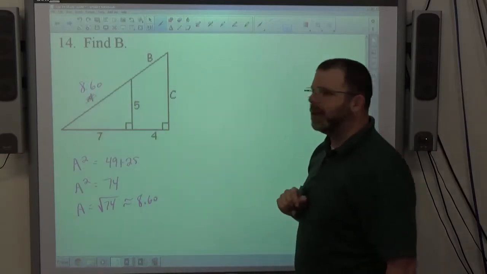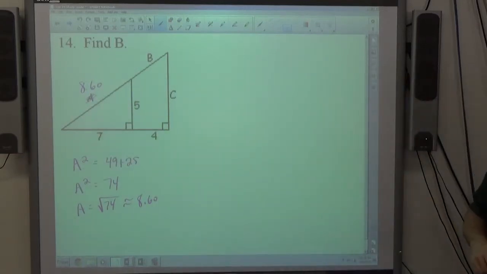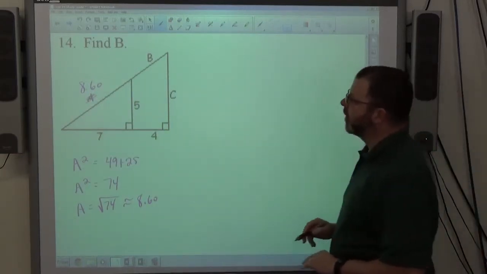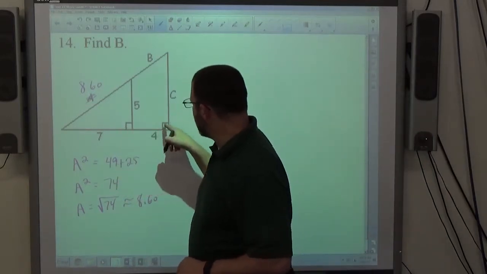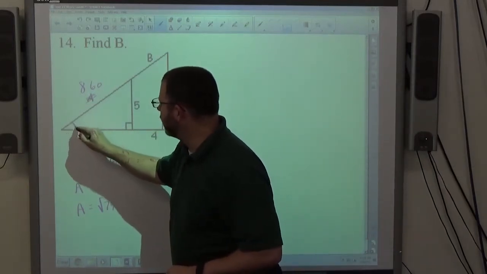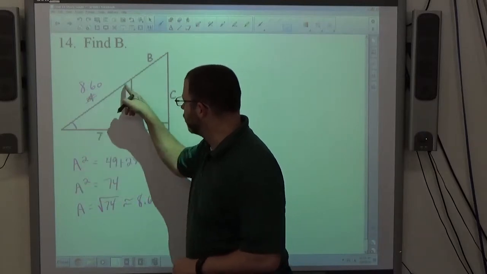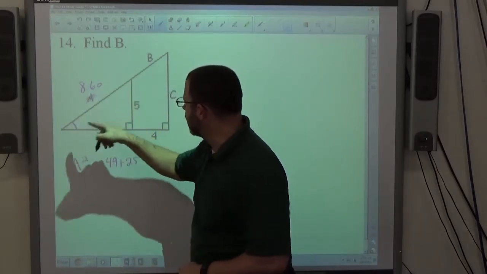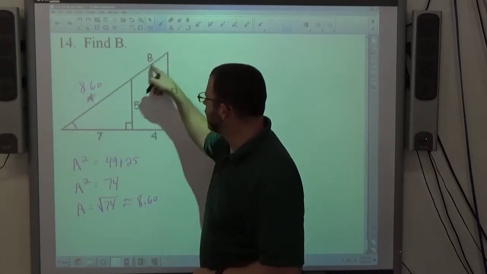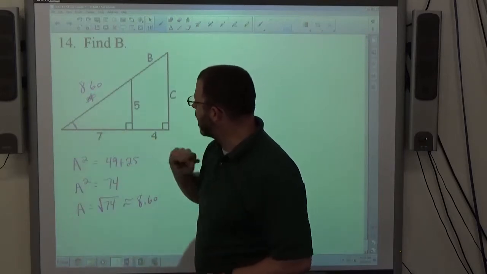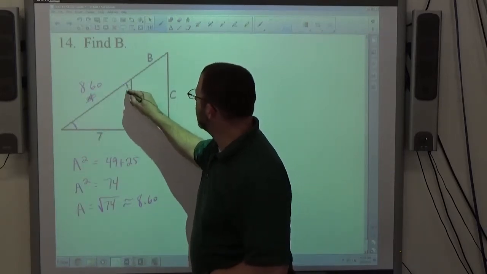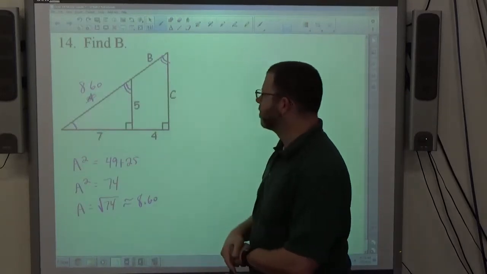I can't find b without finding a, so make sure you do that first. Then if we look at the similarity of triangles here, right angle matches right angle, and this angle at the top matches the angle at the top. So small triangle 7, 5, 8.60. Big triangle 11, C, and 8.60 plus B. They both have that angle, so this angle up here has to match this angle up here.